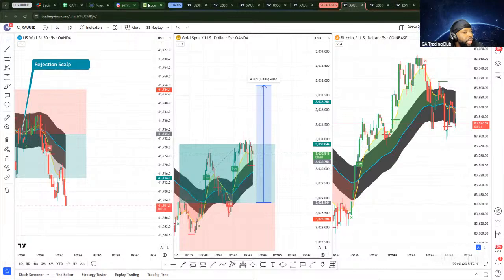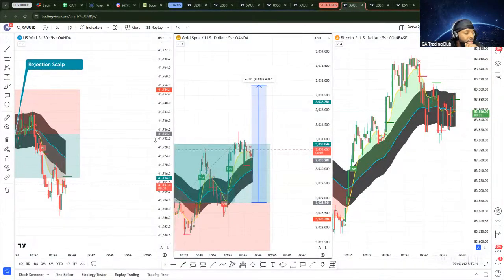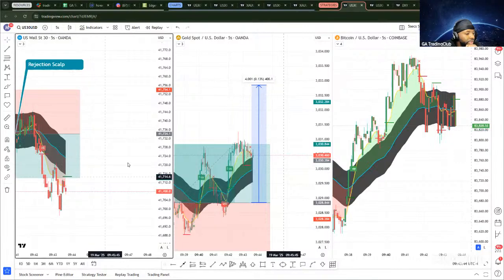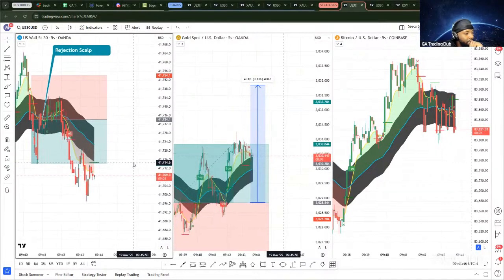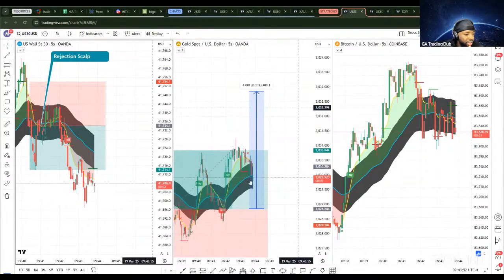So for today, if we go back to marking this one up, we took a loss on Monday on the rejection scalp. So today we are up one trade. And I did say for these rejection scalps, I'll start counting them as official trades. So today, one loss, two wins, which gives a net return of 0.75% for the day. And then let me document this one. Let's see how this one will end.